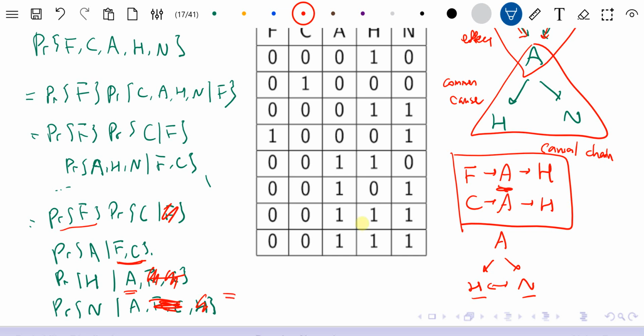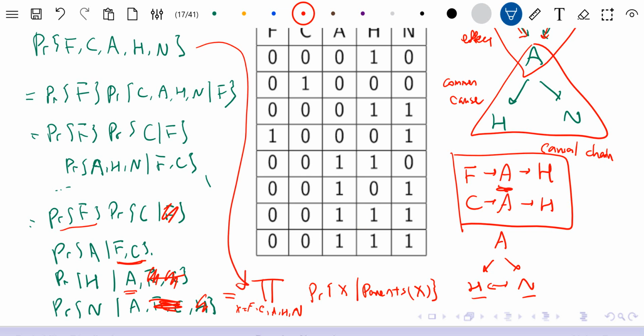So to summarize, it's basically the product over all of them, A, H, and N, of the probability of each one, say X, given its parents. So that's how to compute the joint probability given the conditional probability table. These are all the ones stored in the table for this network, and we have all of them. So we just take their product, and then we can get our joint probability.